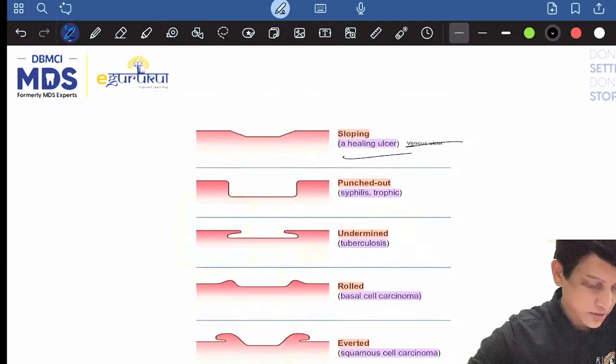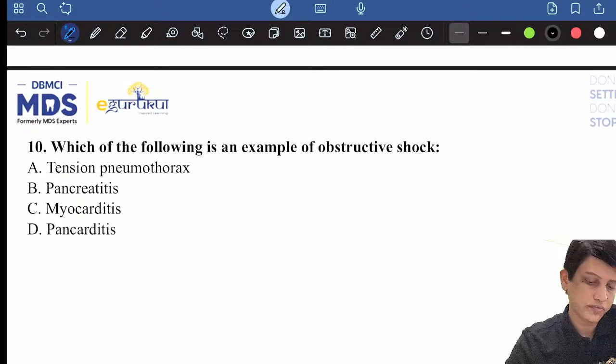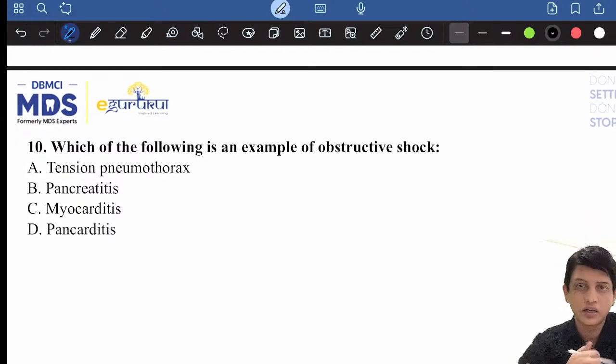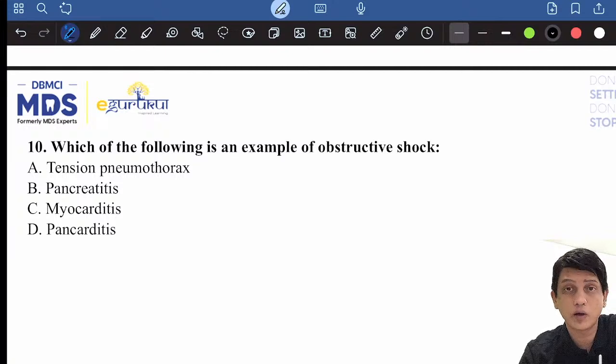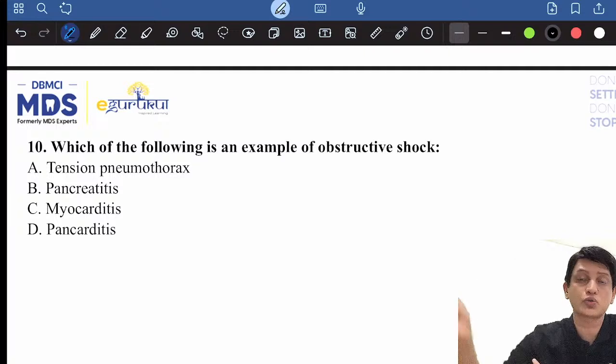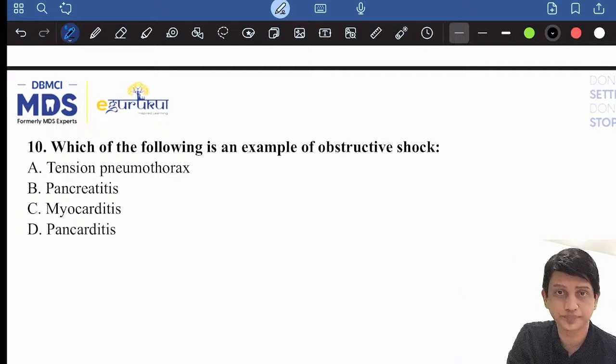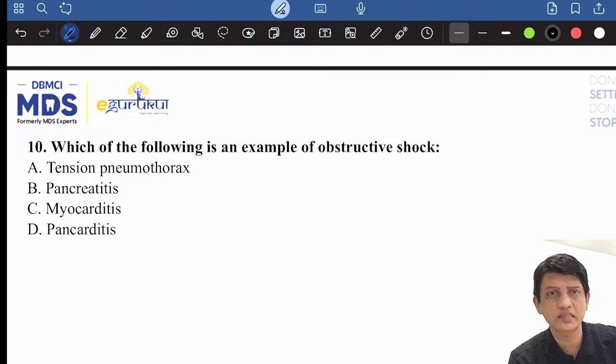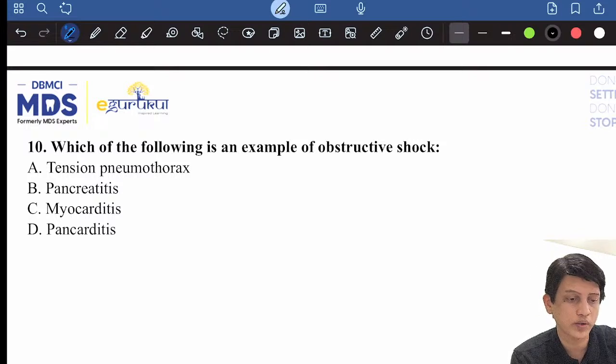Okay, so next, from trauma shock, another question: which of the following is an example of obstructive shock? There is some obstruction to the blood flow. So an example for obstructive type of shock, this you already know, you learned in surgery, medicine, everywhere. So please answer. Is it tension pneumothorax, pancreatitis, myocarditis or pancarditis? Where do you get this obstructive type of shock?